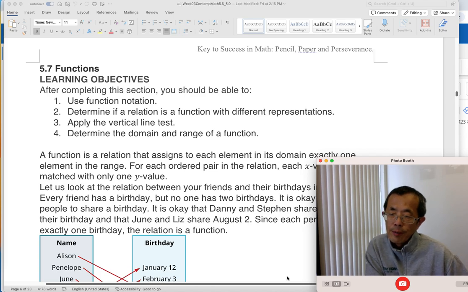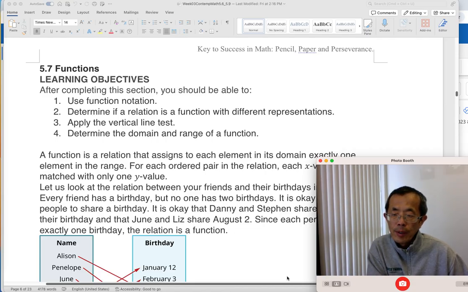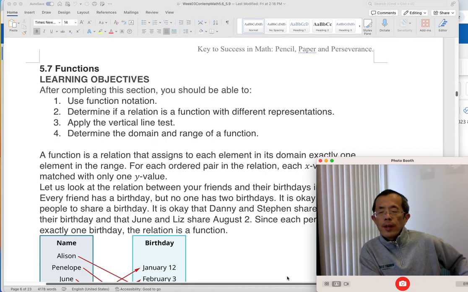Back to the class of Math 1450, Math and the Modern World. Today we are going to talk about functions in the textbook. It's in chapter 5, section 5.7, functions.